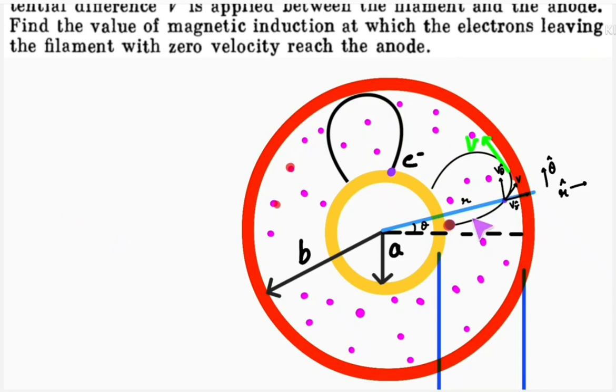Okay, so at an angle theta, at a distance r away, let us suppose the velocity of our electron is v. So the component of velocity in the r cap direction is v_r r cap, and the component of velocity in the theta cap direction is v_theta theta cap. What are r cap and theta cap? These are the unit vectors in polar coordinates.